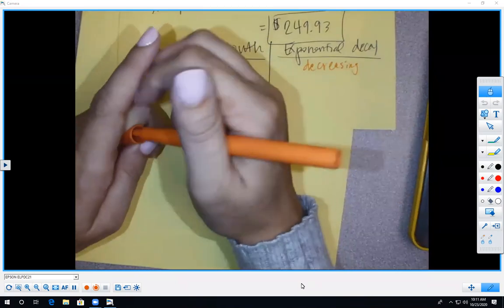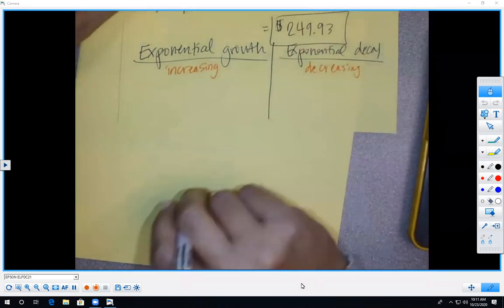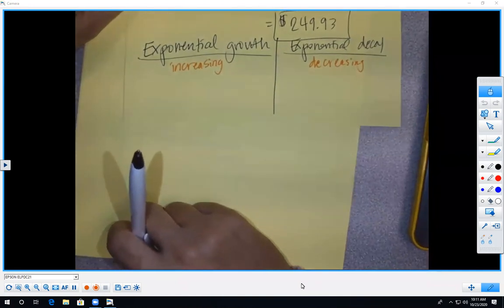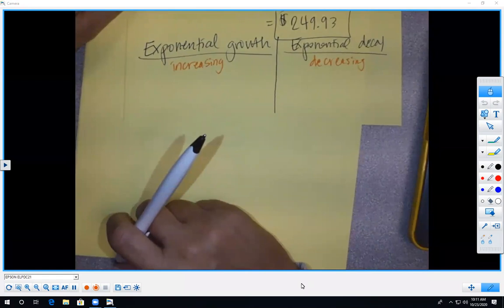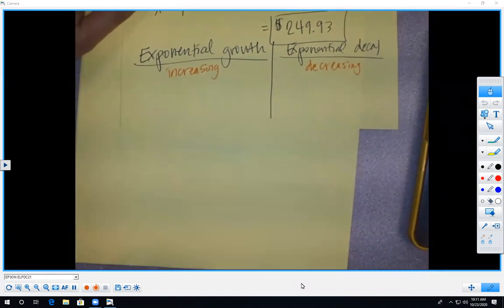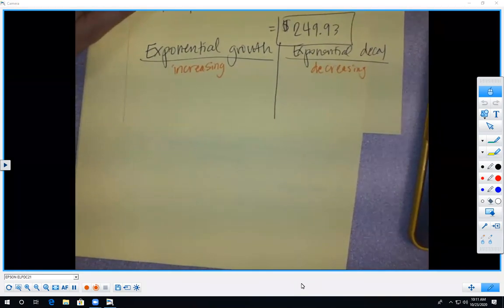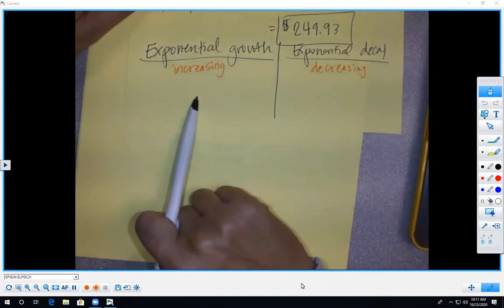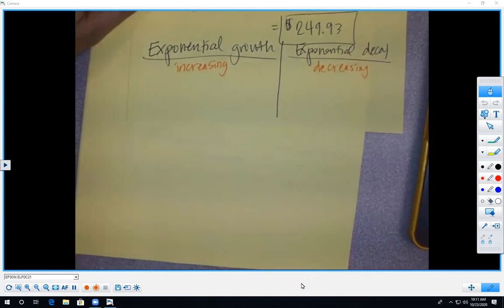Some real life examples of things that grow exponentially: hopefully your money in an account, like a savings account or an investment account. Hopefully that is growing exponentially and the amount of money you have is increasing. Other things that grow, unfortunately, are also loans. If you take out a loan and you're not paying it off, the amount of money you owe increases because you're getting charged interest.